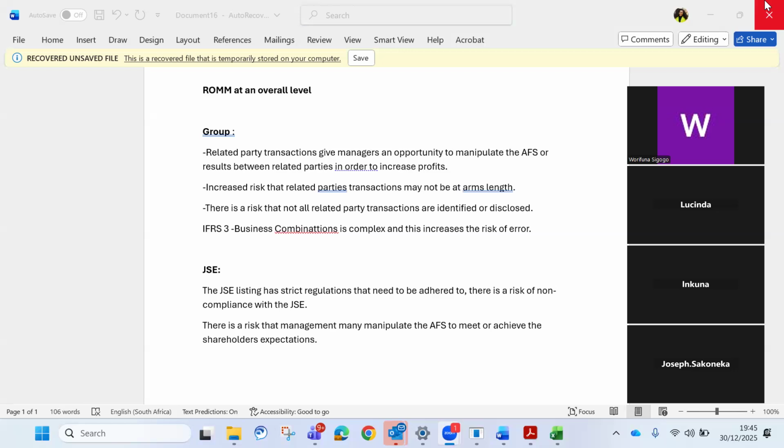Now, what other thing can you think of? We're done with the JSE. What other things can we look at? Management integrity. Yes. You will say management integrity is questionable because of, and then you start listing all the things that you read about, to say therefore this increases the risk of fraud or error.